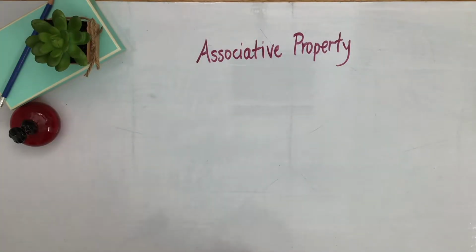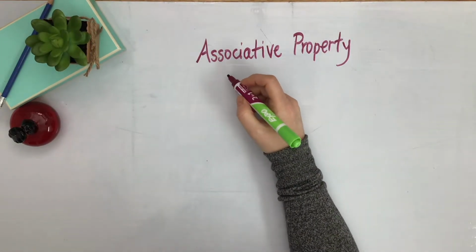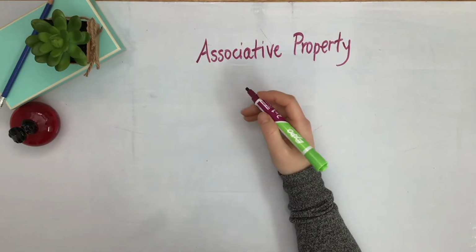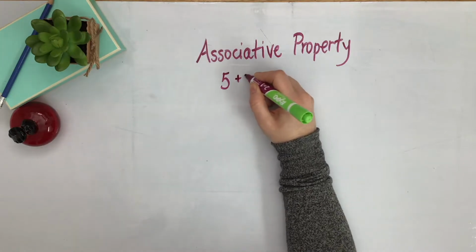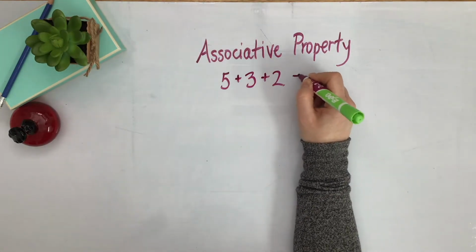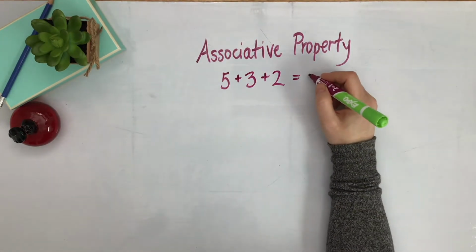Today we are going to practice adding decimal numbers. Here we go. First, let's talk quickly about the associative property of addition. The associative property simply means that I can change the grouping of the numbers that I am adding together. For example, I can go 5 plus 3 plus 2, and that will give me 10.